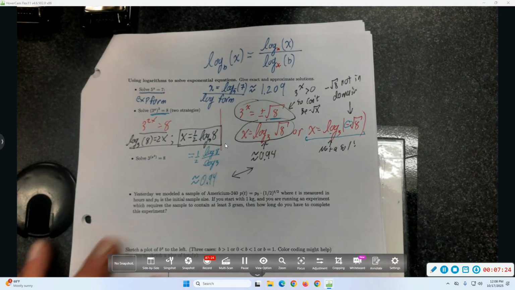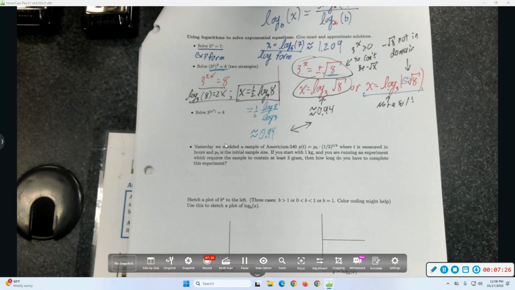Let's do one more example. So let's remember earlier, like the start of the lecture on exponentials. We talked about a sample of americium 240, which is this radioactive element.